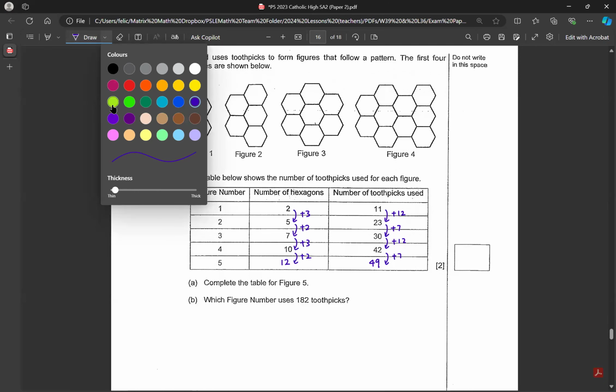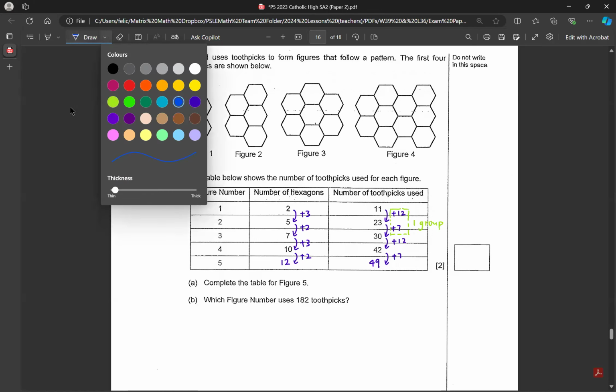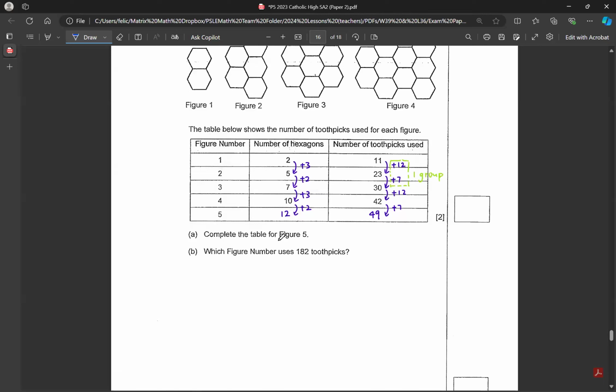All right, so I'm going to color this up. Let's focus on the toothpicks. So this will be your one group. That's one group of increase. So what we're going to do next is first find out the total increase from 11 toothpicks all the way to 182 toothpicks. So let's work that out first. Simply 182 minus 11. So there's an increase of 171 toothpicks altogether.